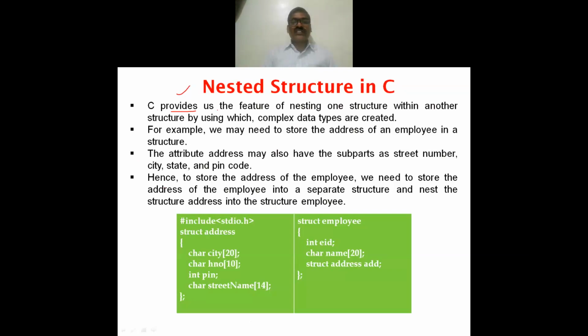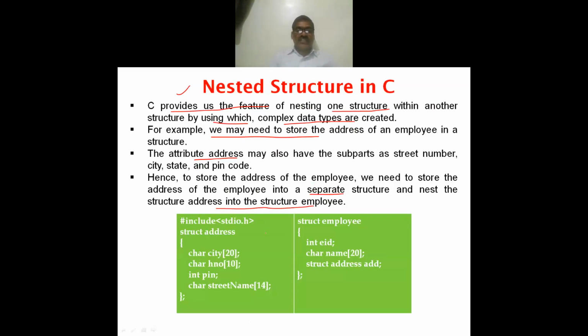C language provides us the feature of nesting one structure within another structure, by using which you can define complex data types. Just like nesting of loops, we can also define nesting of structures. For example, we may need to store the address of an employee within a structure. The attribute address may also have subparts such as street, city, state, pin code. Hence, to store the address of the employee, we define a separate structure and nest that structure address into the structure employee.